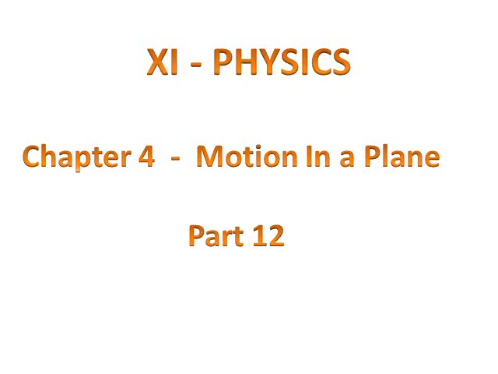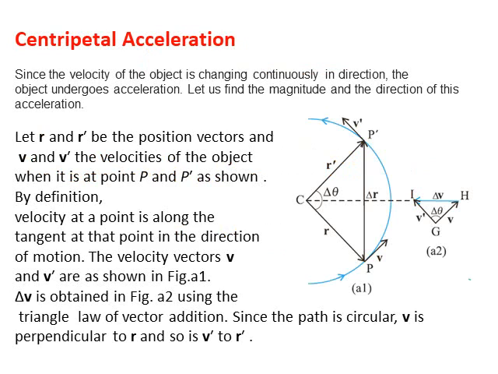Hello, in this video we will learn more about uniform circular motion, centripetal acceleration. As we have already studied, the velocity of the object is changing continuously in direction and the object undergoes acceleration. So let's find the magnitude and the direction of this acceleration.